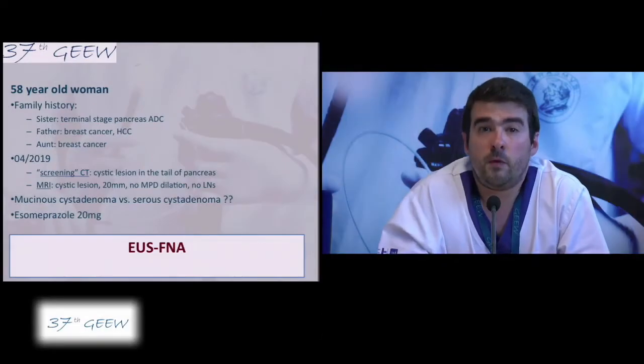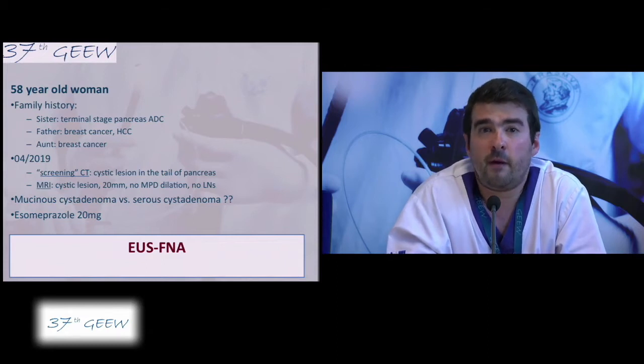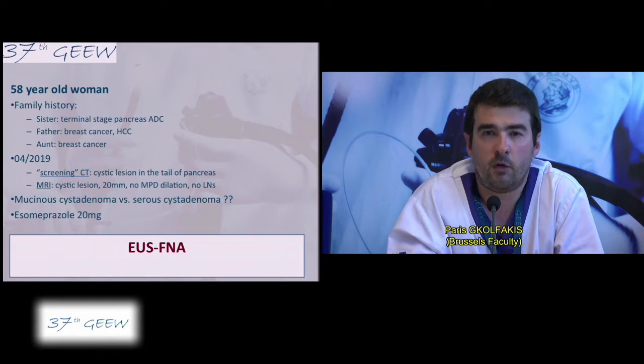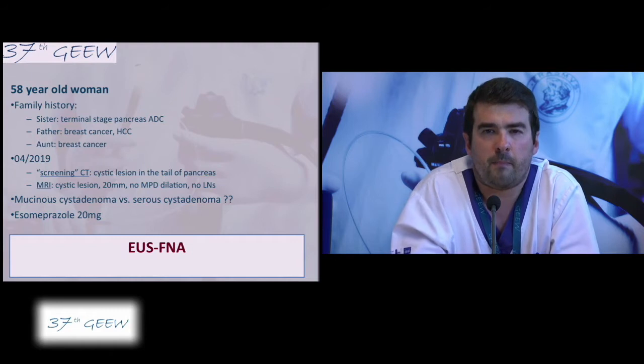So let's move to our next case. This is a 50-year-old woman with a very significant family history. Her sister suffered from terminal stage pancreatic adenocarcinoma. Her father suffered from breast cancer and hepatocarcinoma, and her aunt also suffered from breast cancer. Because of her family history, she underwent a computed tomography a few months ago that revealed a cystic lesion in the tail of the pancreas.